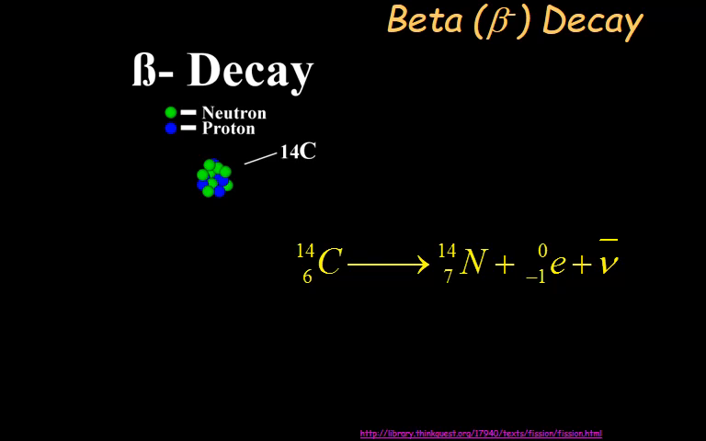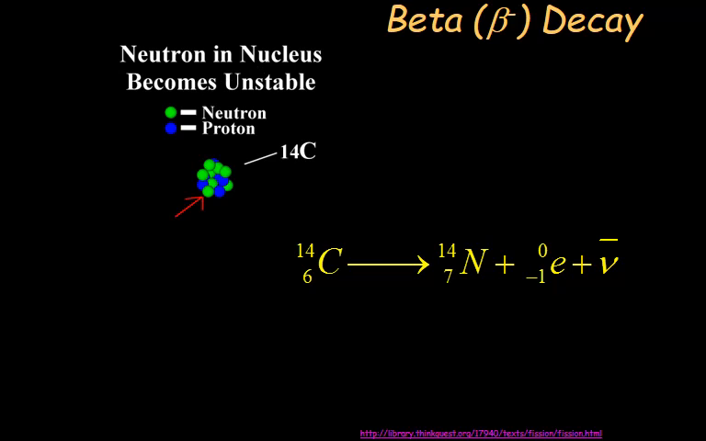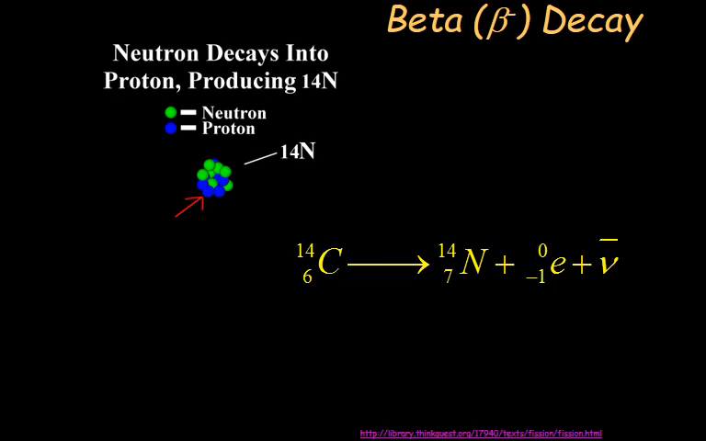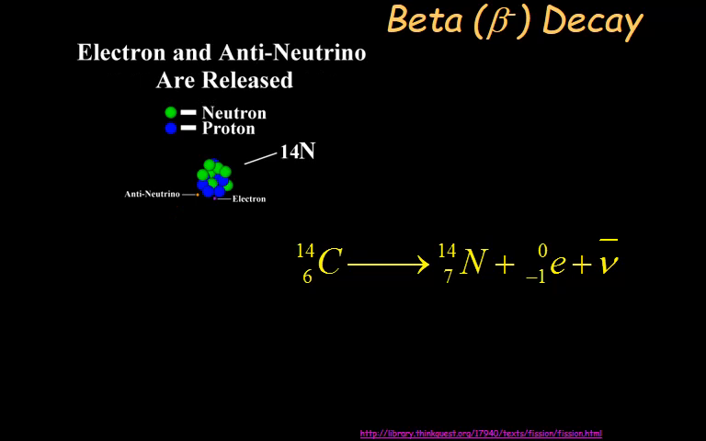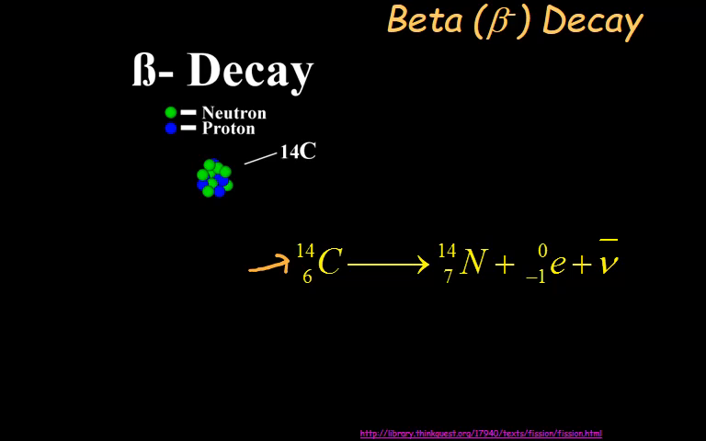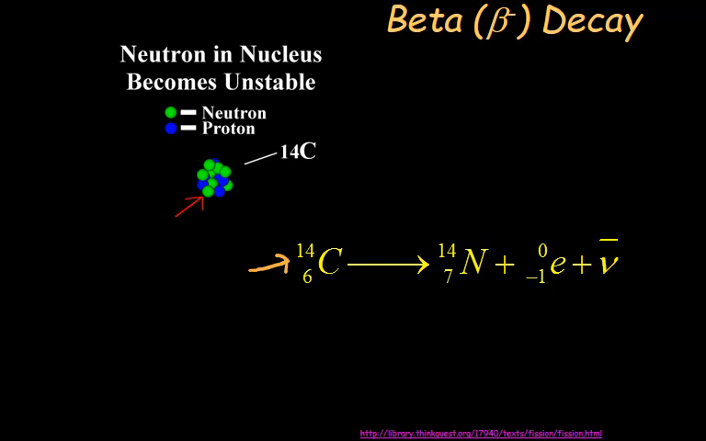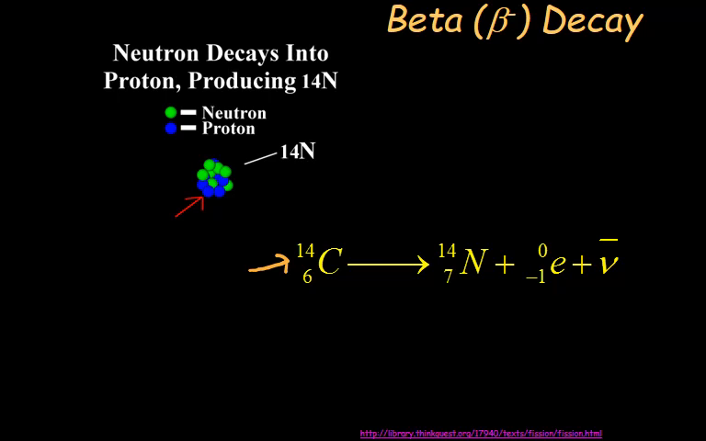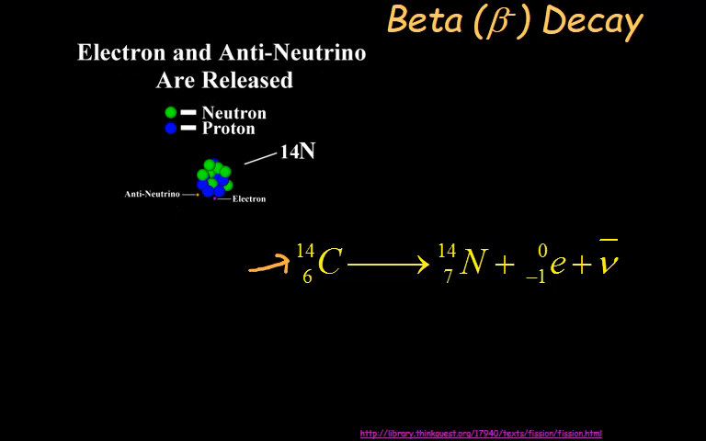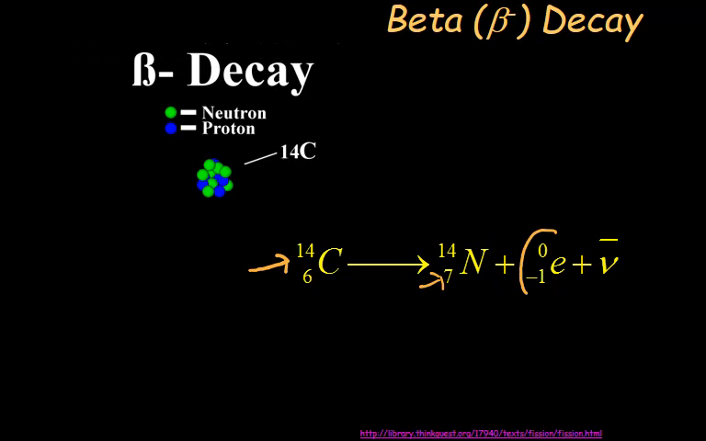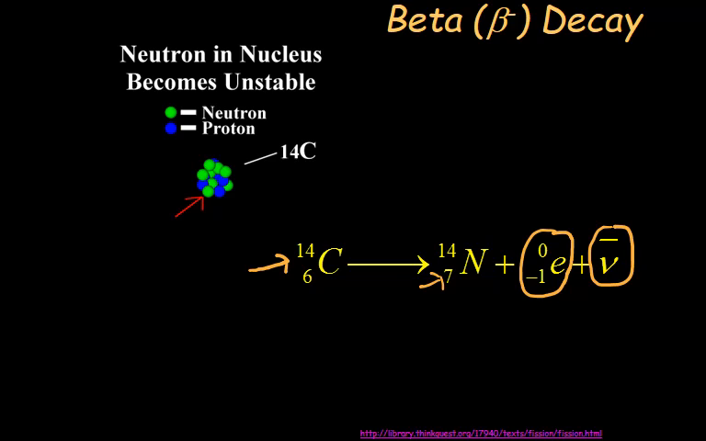In beta minus decay, here's an example where we have a carbon nucleus, carbon-14 in this case. What happens is this has too many neutrons for as many protons as we have. So one of the neutrons becomes a proton, and when that happens, we go from +6 charge to +7 charge. Then again, for conservation of charge, an electron must shoot out. And as an electron shoots out, an anti-neutrino also shoots out.